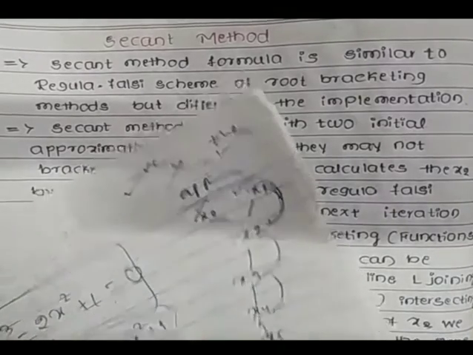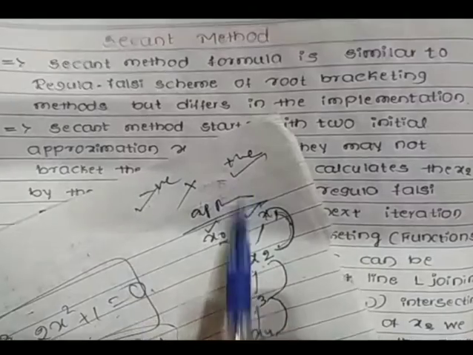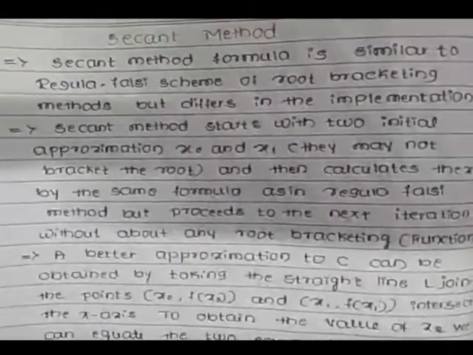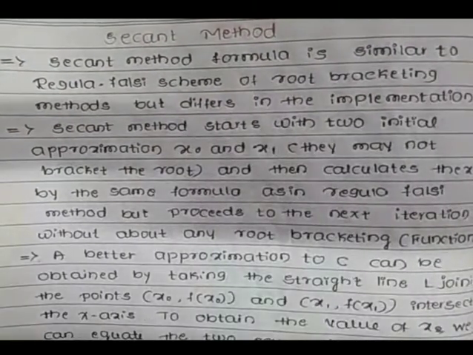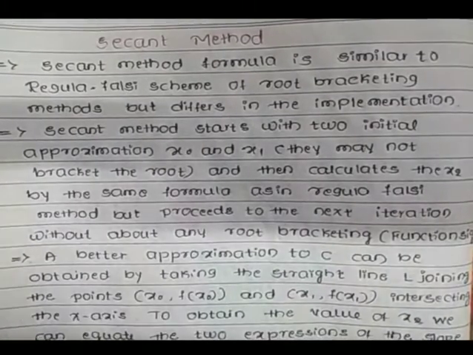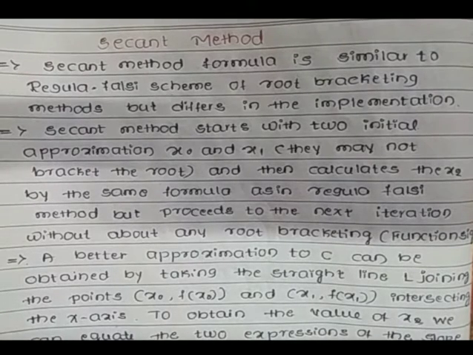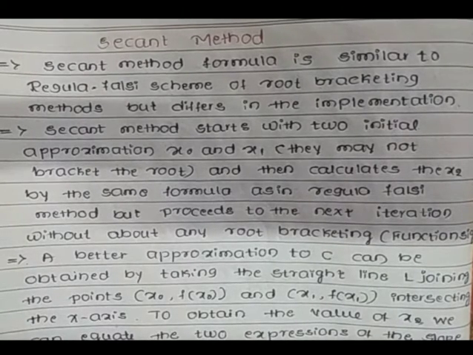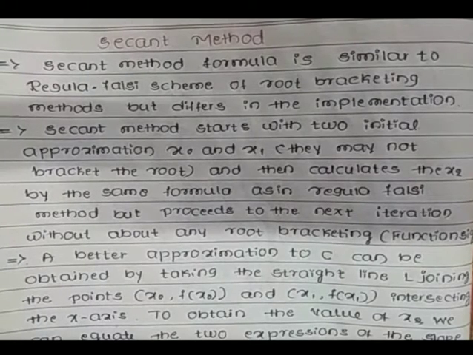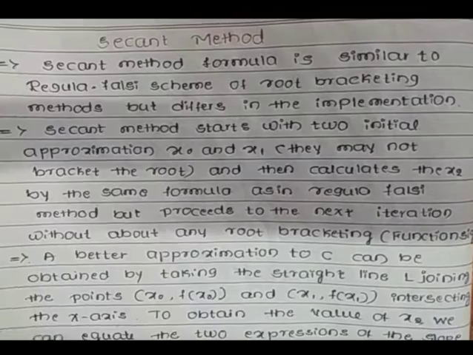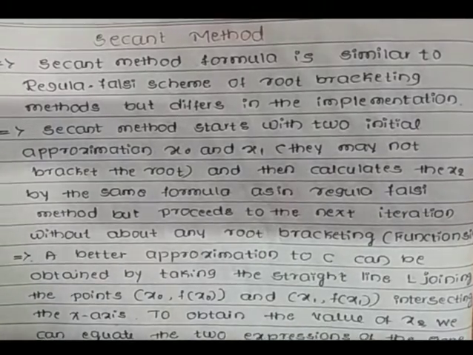Here we should not look for negative or positive value directly. If x2 we require, the previous two results, that is x0 and x1, we have to use. Then to calculate x3, it's the previous two results, that is x2 and x1, we have to use here to solve the example. So this, compared to regular falsi, is again an easier one to find the approximate roots.